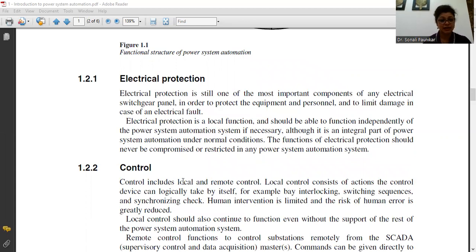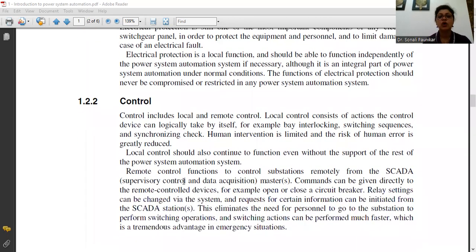So let's see, the next is the control. So how to control the system? Control actually includes two parts, that is the local and the remote control. Local control consists of the actions that the control device can logically take by itself, for example, the interlocking or the switchgear sequences or the synchronizing chain. These are the local control, meaning at the time of the protection we have to do this control. We can do it by using human intervention also.